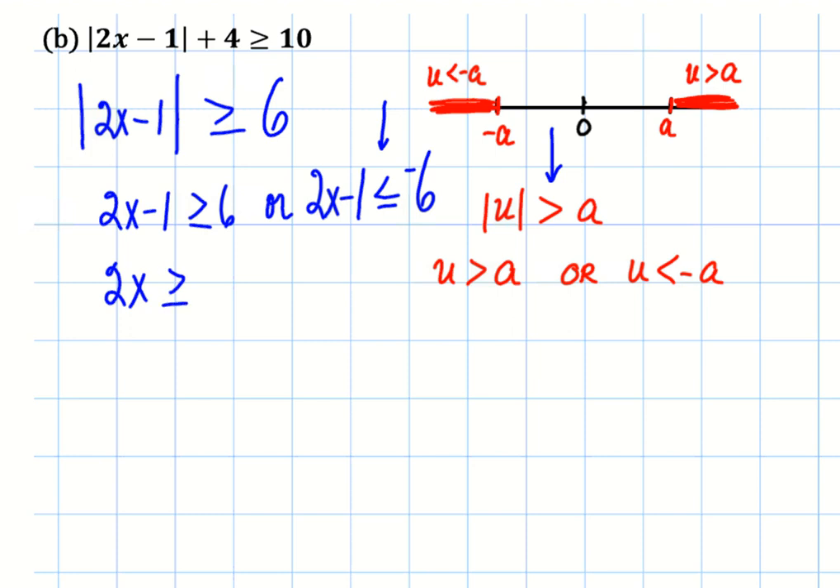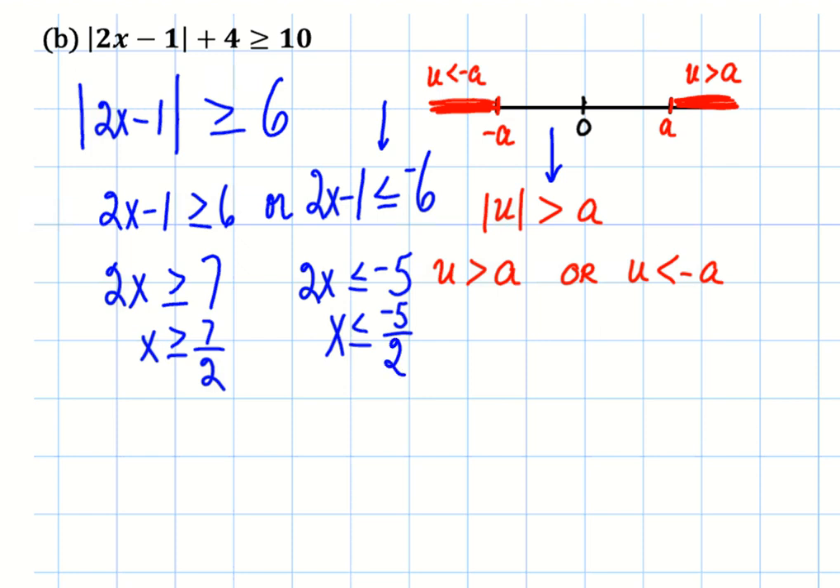So let's solve. 2x by adding 1 to both sides. X is going to be greater than or equal to 7/2, or 2x, add 1 to both sides, and if I add 1, I get a negative 5. So x is less than or equal to negative 5 over 2. So we would write that as negative 5 over 2. Well, hold on just a second.